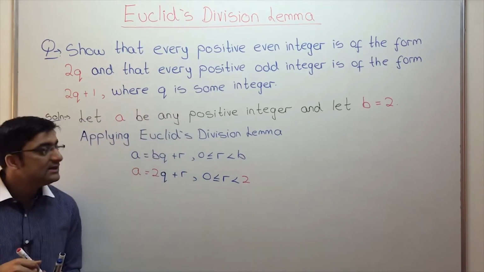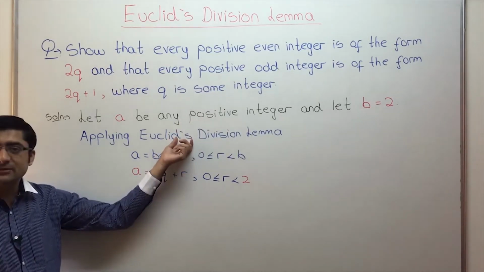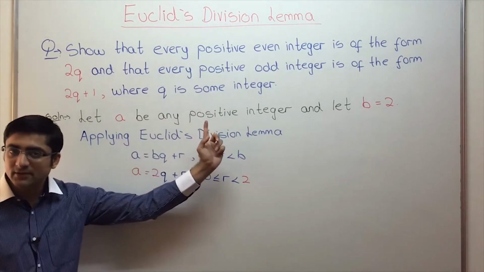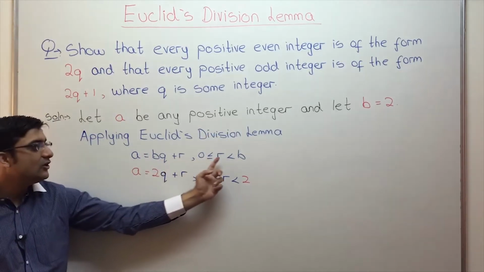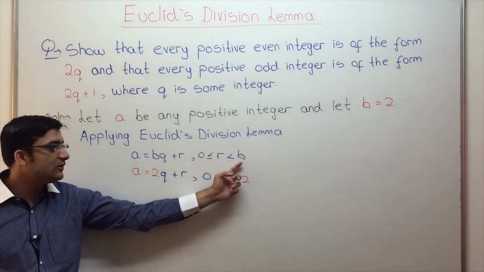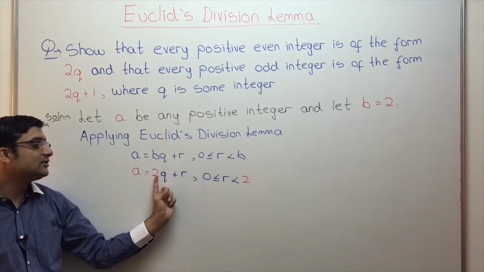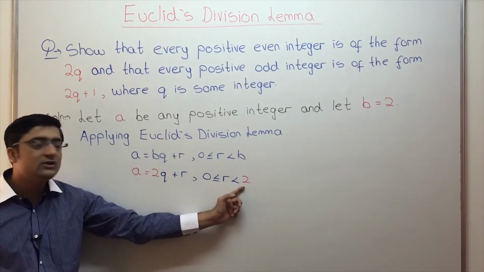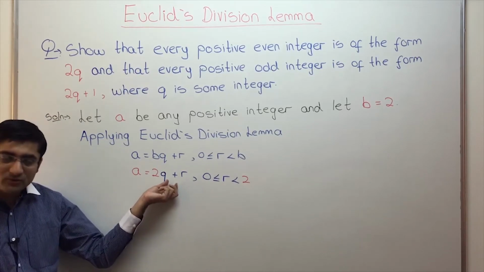I repeat once again. Let a be any positive integer and let b is equal to 2. Apply Euclid's division lemma for any pair of integers a and b. What does Euclid's division lemma say? a is equal to b into q plus r, where r is greater than or equal to 0 and less than b. So what is a? It is a. What is b? It is 2. So r is greater than or equal to 0 and less than 2. So we have a is equal to 2 into q plus r. I hope this much is clear.